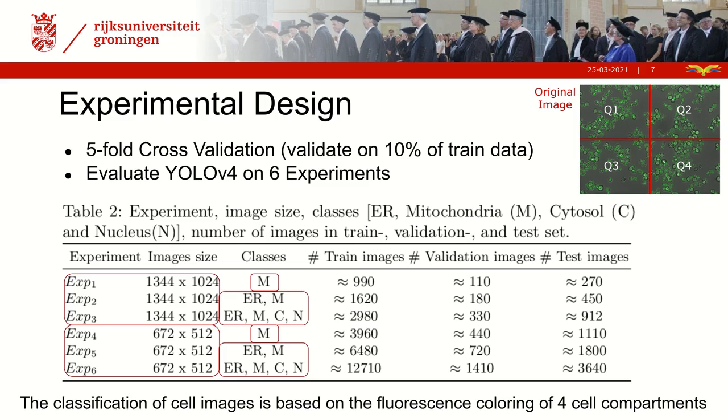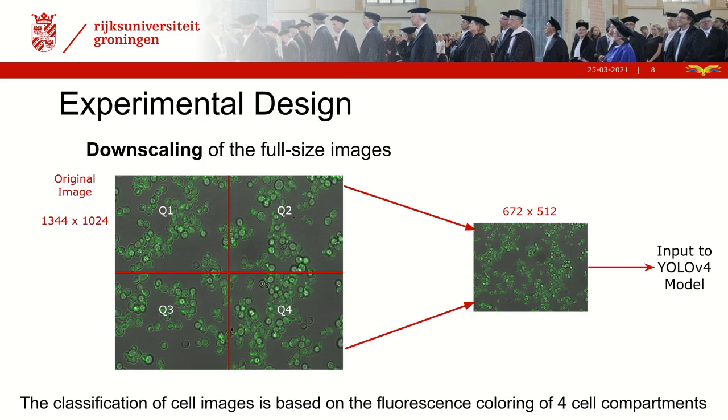The number of training, validating, and testing images are shown in the last 3 columns. The original image will be downsampled to have the same image size as the quadrants. This downsampled image will be used as an input to the model.